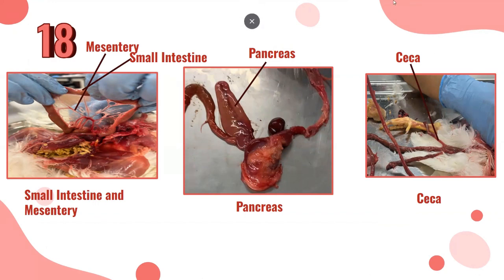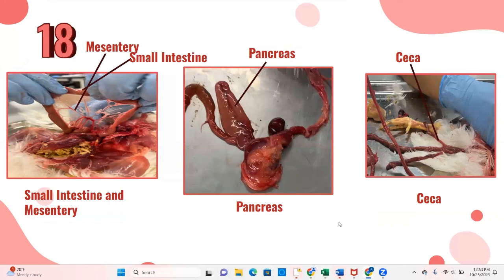So in this, we're going to see the small intestine, which consists of the duodenum, jejunum, and ileum. Sorry for my pronunciation. And its function is to absorb nutrients. Then we're going to see the pancreas, which is in the duodenum loop, which is surrounded by the small intestine. The pancreas produces insulin and glucagon.